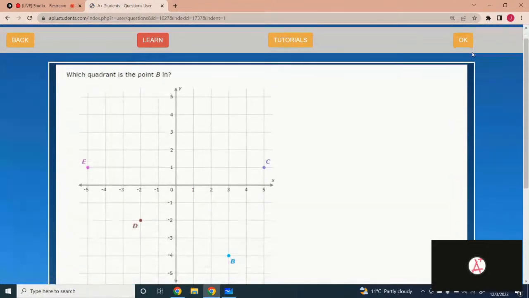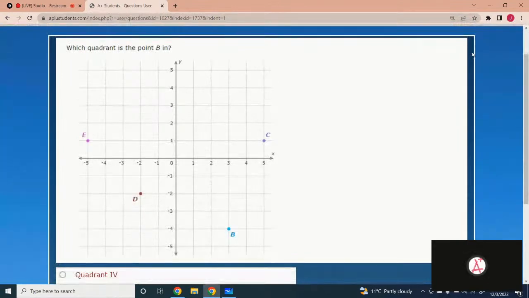Okay, which quadrant is the point B in? Here is the point B. So which quadrant is it? Who knows the answer? Please write the answer in the chat box. Please communicate. The B is in which quadrant?